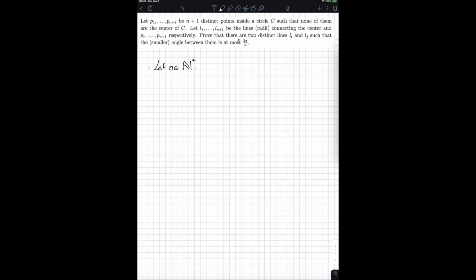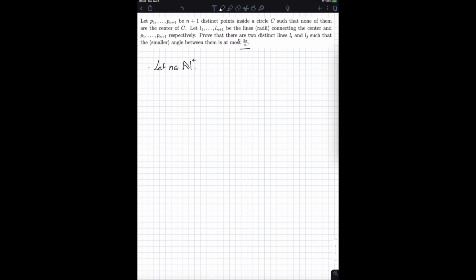It has to be a positive natural number because the angle should be at most 2 pi over n. It doesn't make sense to divide by 0. Of course, in this case, I'm assuming 0 is a natural number. That's an entirely different debate. Anyhow, so now n is a natural number, and we have exactly n plus 1 points.